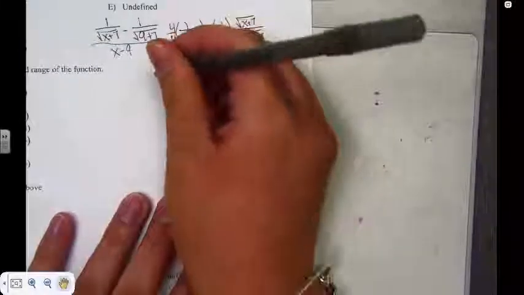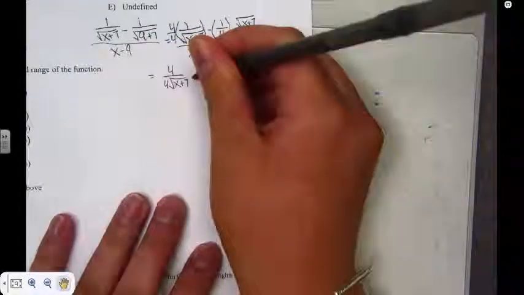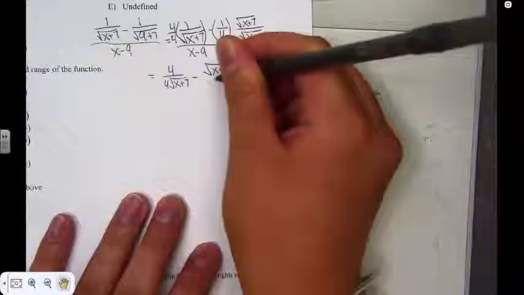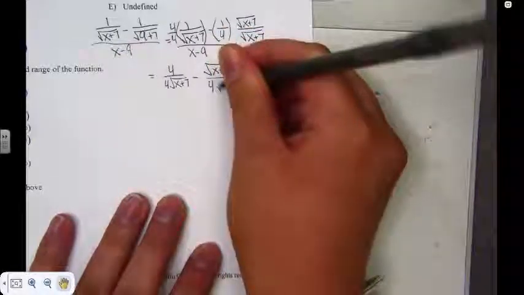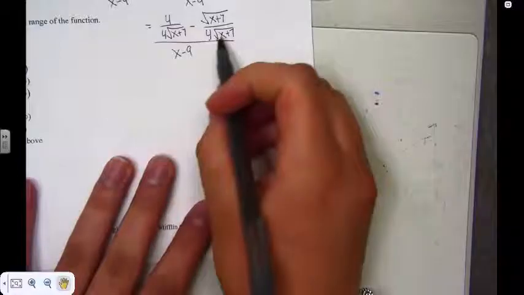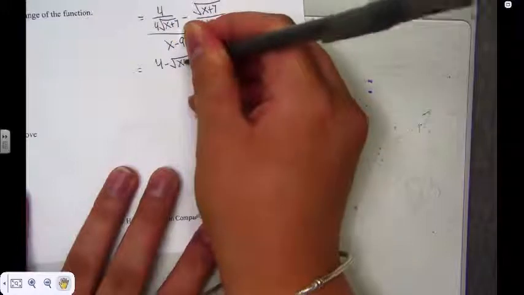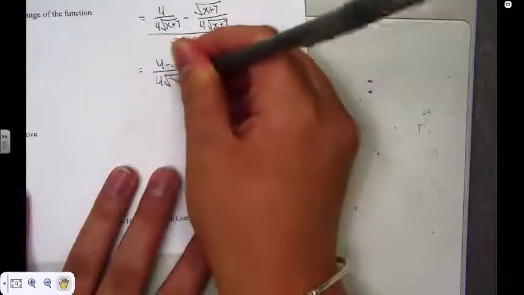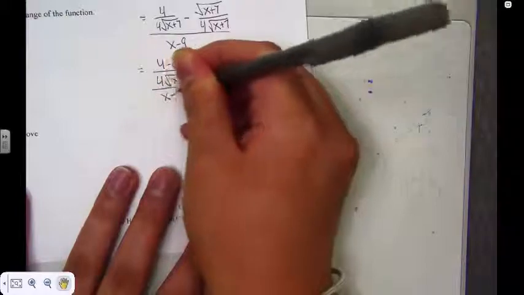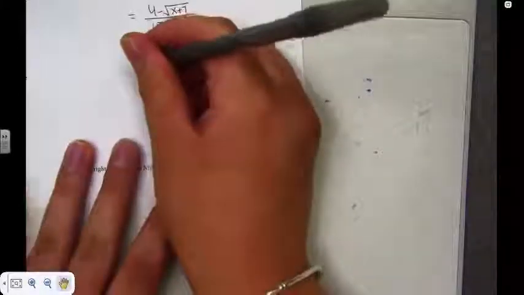And you'll get 4 over 4 square roots of x plus 7 minus square root of x plus 7 over 4 square roots of x plus 7, and you still have divided by x minus 9. And now we can add these two together because they have a common denominator. So you have 4 minus square root of x plus 7 over 4 square roots of x plus 7 divided by x minus 9. And divided by x minus 9 is the same thing as multiply by 1 over x minus 9. So you can write it out to make it a little easier to look at.